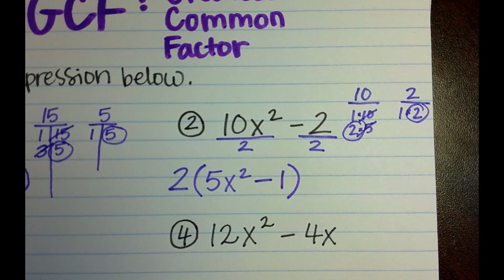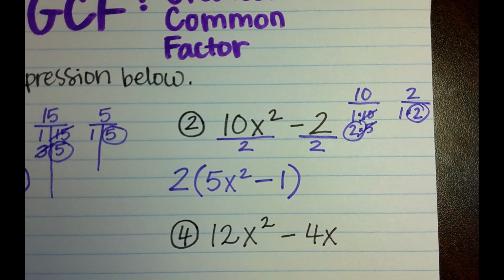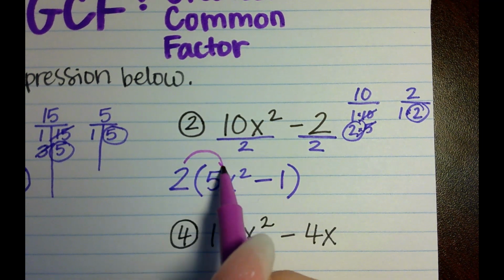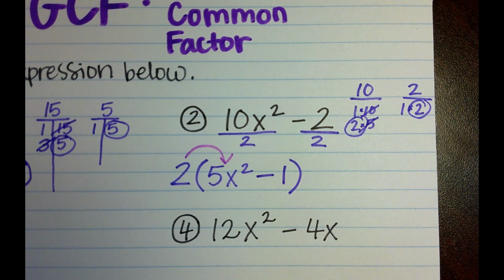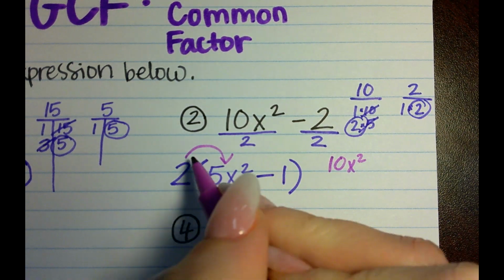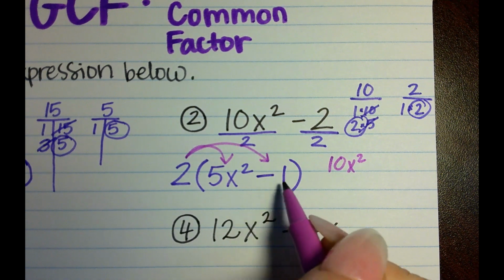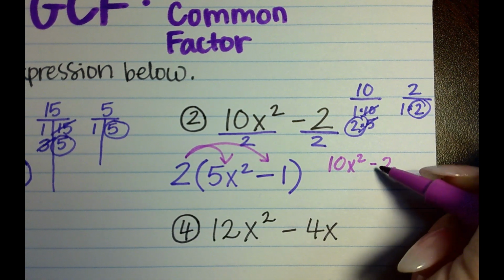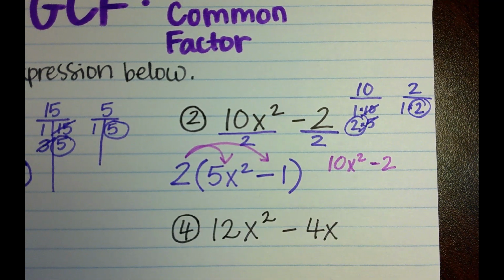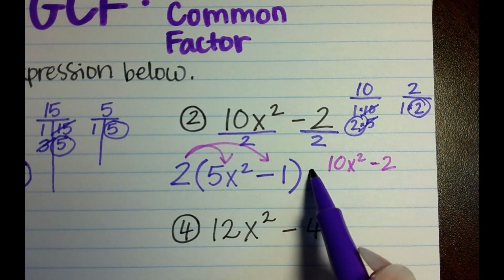But let's check it. Let's make sure. So let's double check our answer, and let's do that by distributing. So what is 2 times 5x squared? 10x squared. Good. What is 2 times 1? 2, good. And 10x squared minus 2, that's what we started with. So this is our answer. We did it right. Awesome.